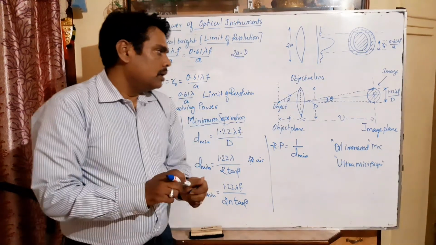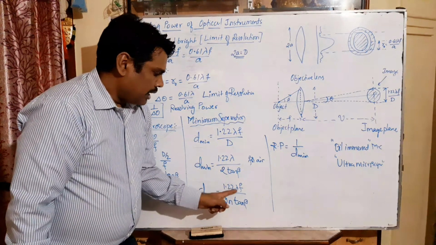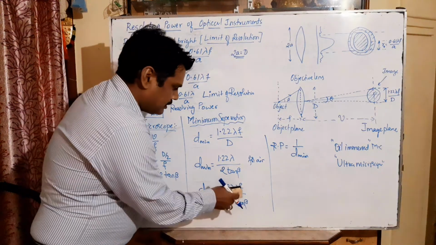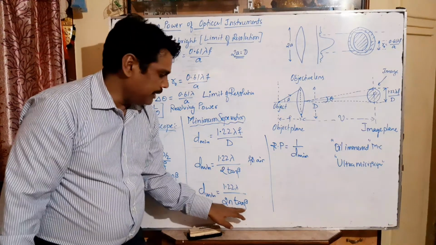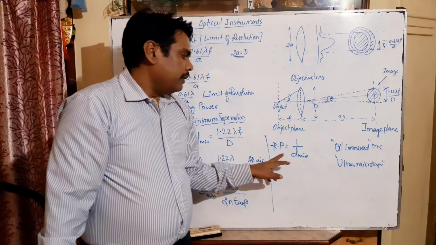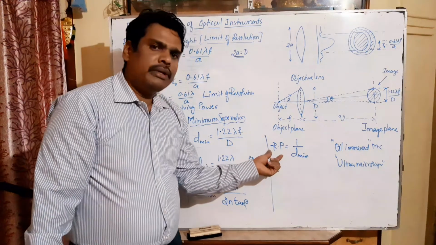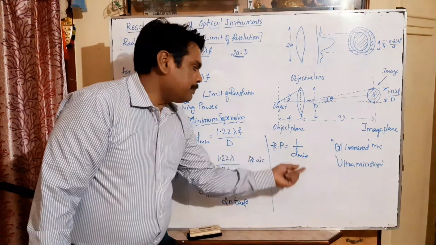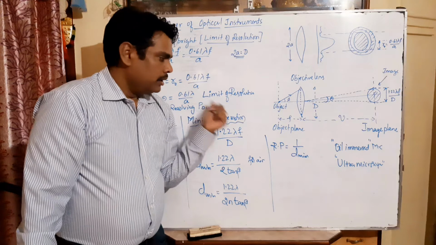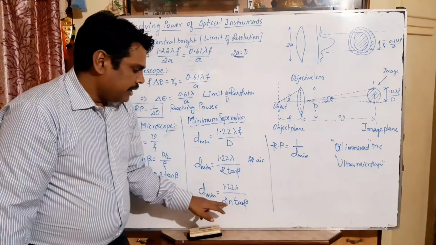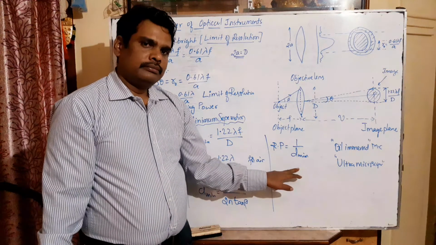Since the minimum separation depends on 1.22 lambda, here f gets cancelled, sorry, there is no f: 1.22 lambda divided by 2n into tan beta. Therefore, resolving power is defined as the reciprocal of minimum separation in the microscope. You got it? So the formula can be reduced to 2n tan beta divided by 1.22 lambda.